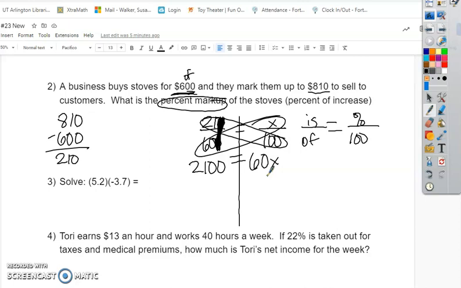Number 3 is just solve. This is multiply. That is multiply. Okay? And multiply means triangle problem. Positive times negative. Okay?